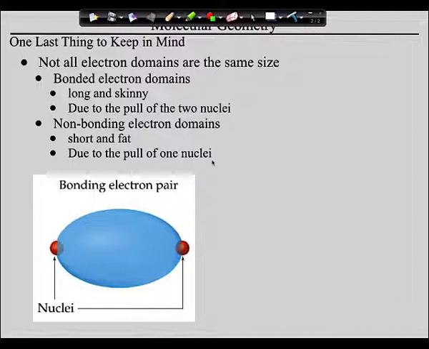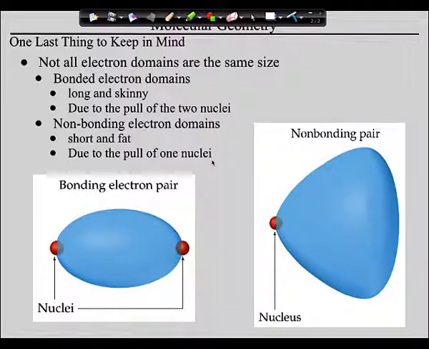Remember, we're comfortable with clouds and the idea that electrons exist like clouds. But guys, a bonding electron pair is what we call long and skinny. You're like, wait a minute, that doesn't look very long and skinny. Well guys, compare it to this. This is what a non-bonding domain looks like.